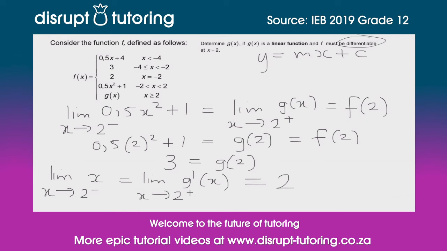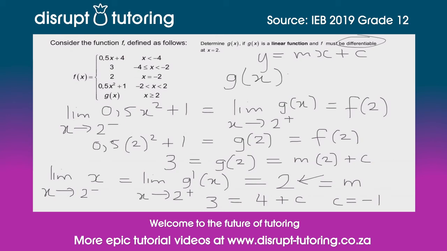So what have we got? We've got a linear function mx plus c. So we've got 2m plus c. We know that the gradient function is 2, because that's the gradient of g. So m is 2. So we can say that 3 is equal to 4 plus c, and therefore our c value is minus 1. So this linear function we were looking for has a gradient of 2 and a c value of minus 1. So g of x then is the function 2x minus 1.